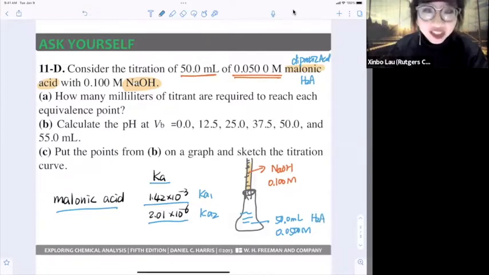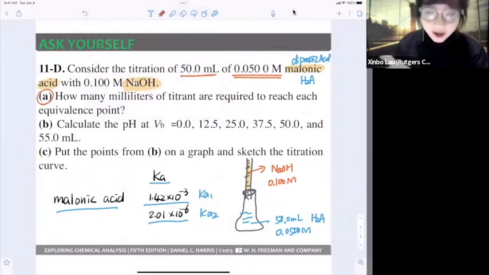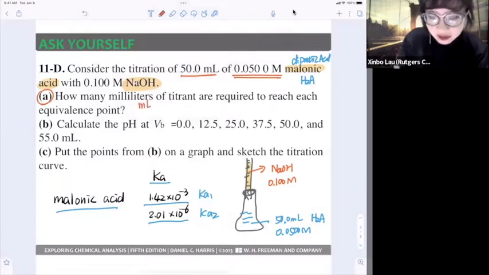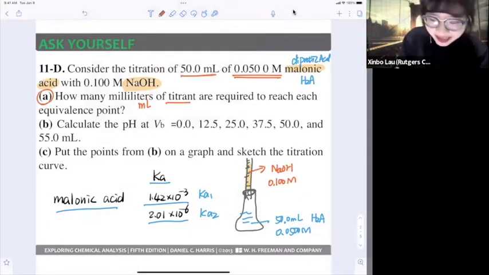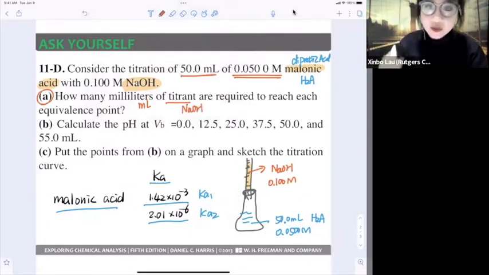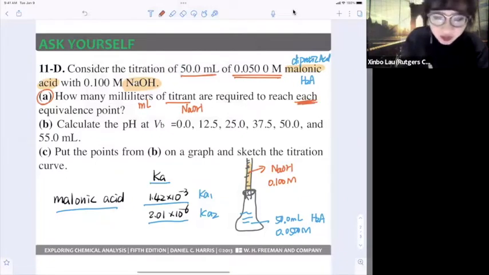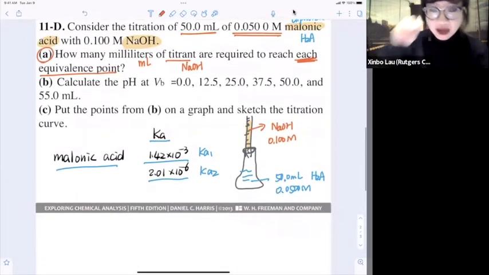Now I have a titration, and let's see what the first question is asking us. Part A is asking how many milliliters of the titrant. Which one is the titrant? The one we don't know how much we're going to use, the one in the burette, so that's sodium hydroxide. It's asking to reach each equivalence point. What do you mean, each? Remember, there are two protons. When you neutralize the first one, you get the first equivalence point. When you neutralize both, you have the second equivalence point. Now we can talk about how we do this calculation.